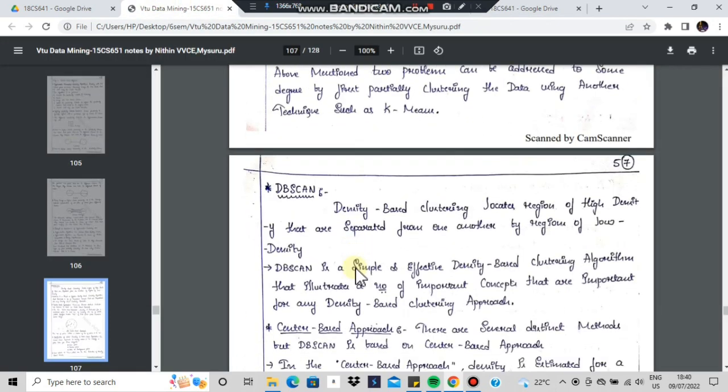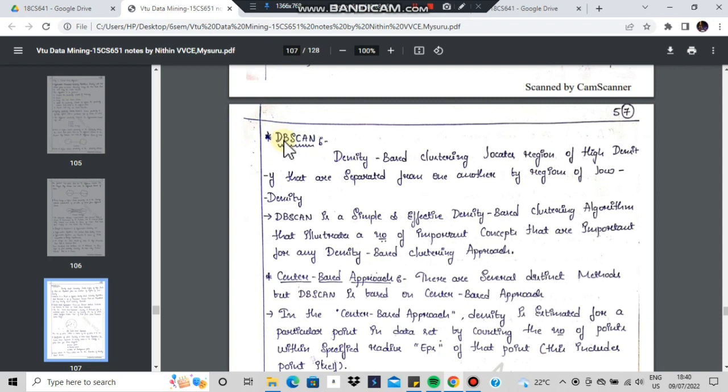So what is the DBSCAN method? DBSCAN means density based scan. Density based clustering locates regions of high density that are separated from one another by regions of low density. So there is a diagram here. There is low density in some part of the diagram, and some part has high density, so we'll be differentiating them from each other, and that is what DBSCAN does.